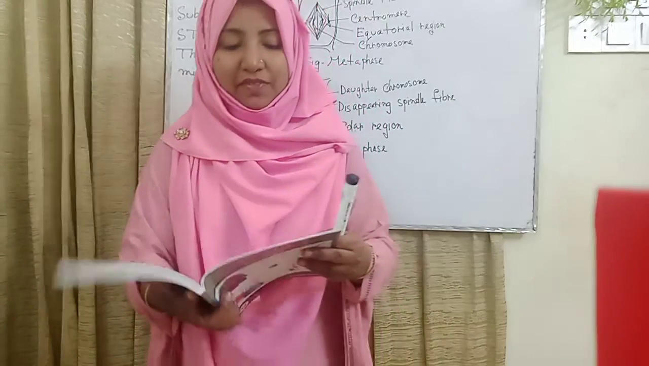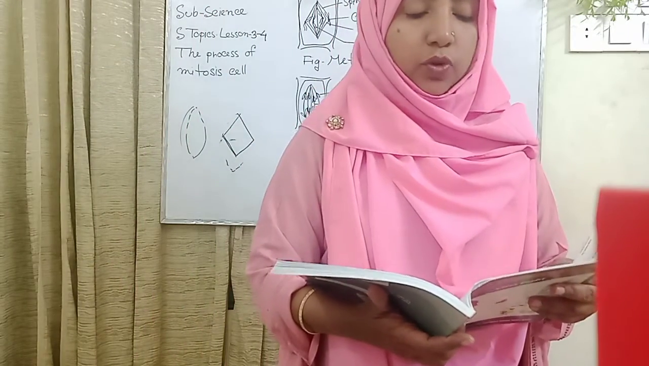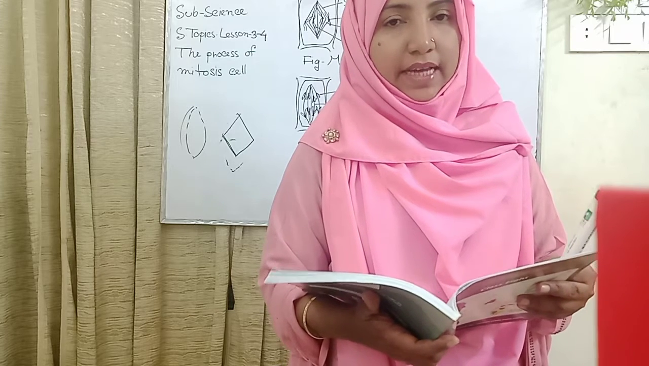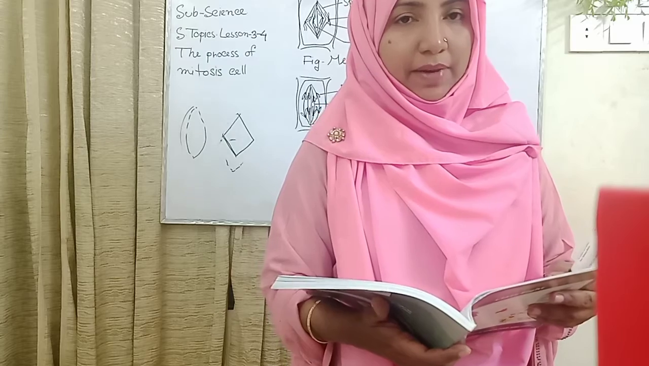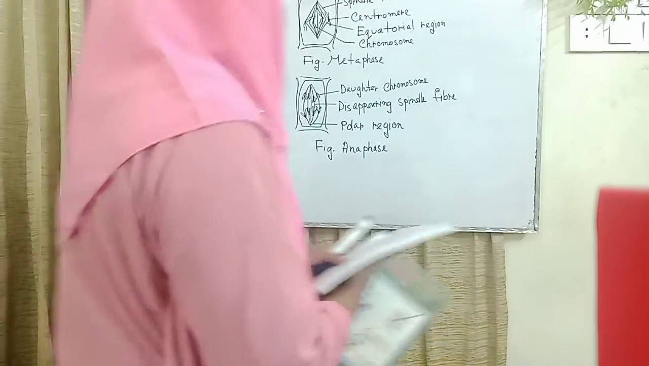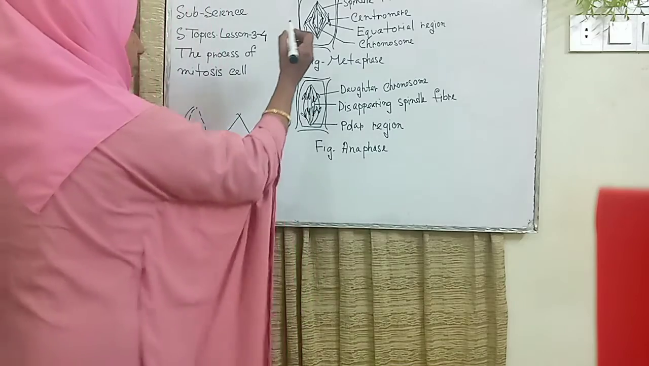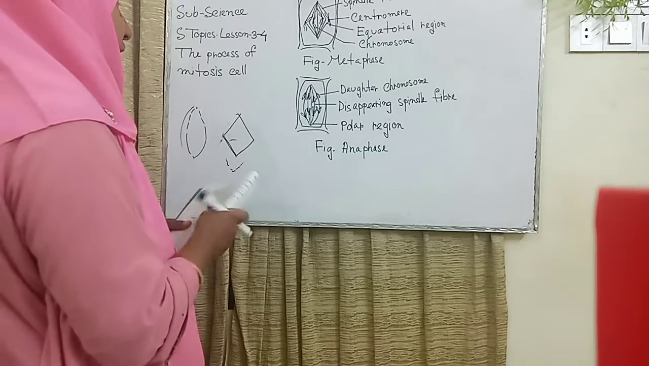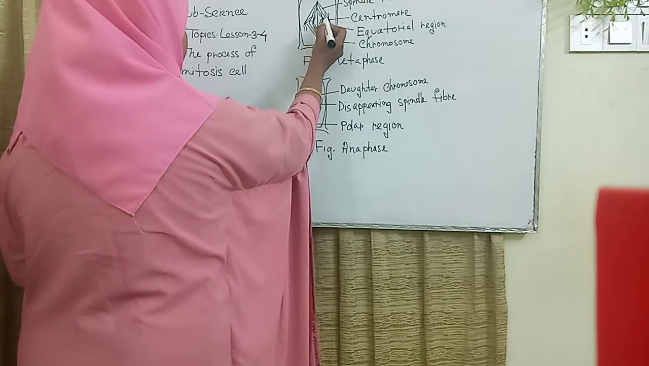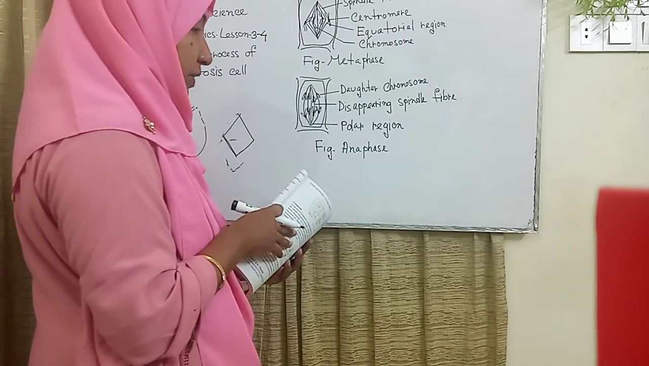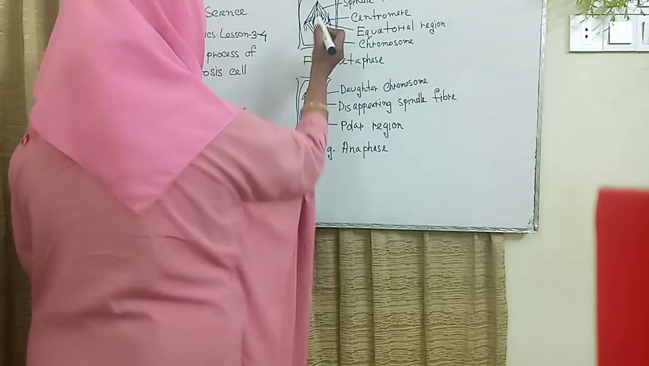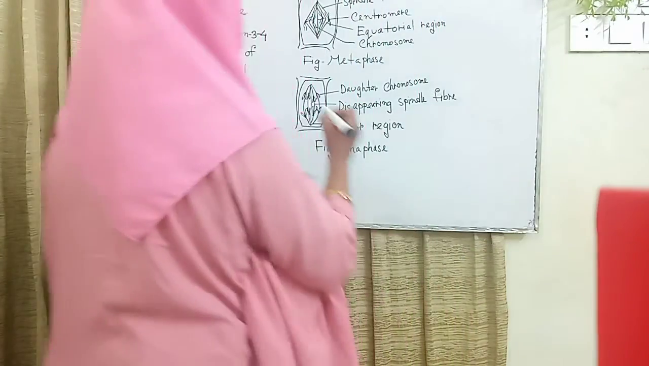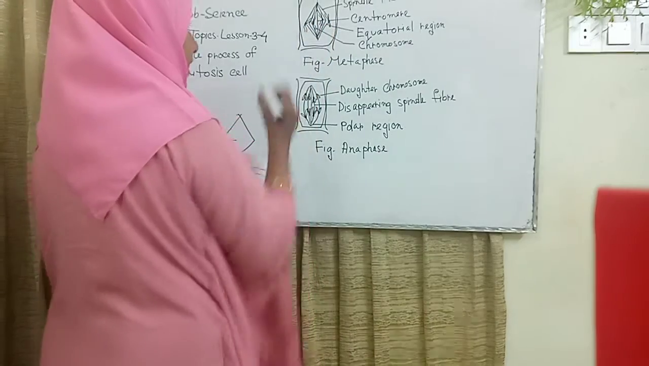Now the metaphase. All the chromosomes come and locate at the equator of the spindle apparatus and get attached to the centromere by spindle fiber. Again, all the chromosomes are attached and located. Again I repeat, all the chromosomes come and locate at the equator of the spindle apparatus and get attached to the centromere by spindle fiber. This structure is the centromere.